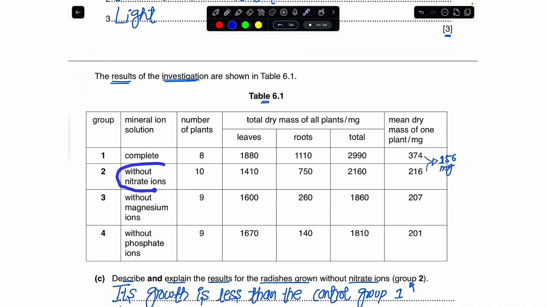The radishes which are grown without the nitrate ions would not be able to properly make the proteins in them, and without the proteins they are not able to make the cell membranes, or they would not be able to make the enzymes properly, and that is the reason the growth is less in context of their leaves and the roots, and that is why the total dry mass of group number 2 is decreasing.